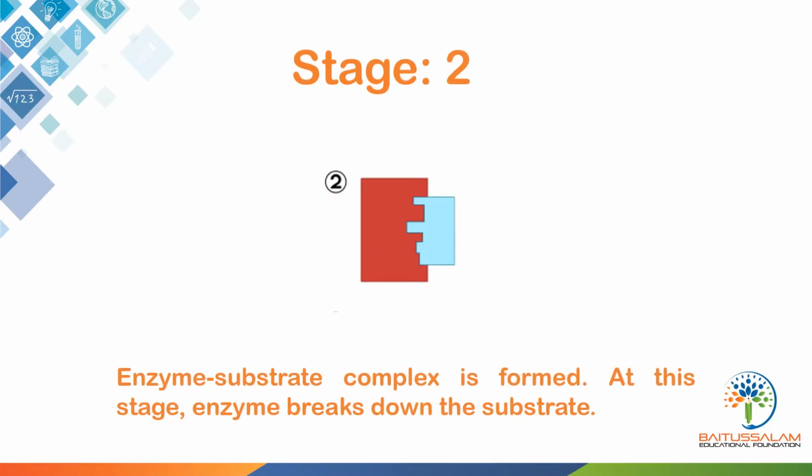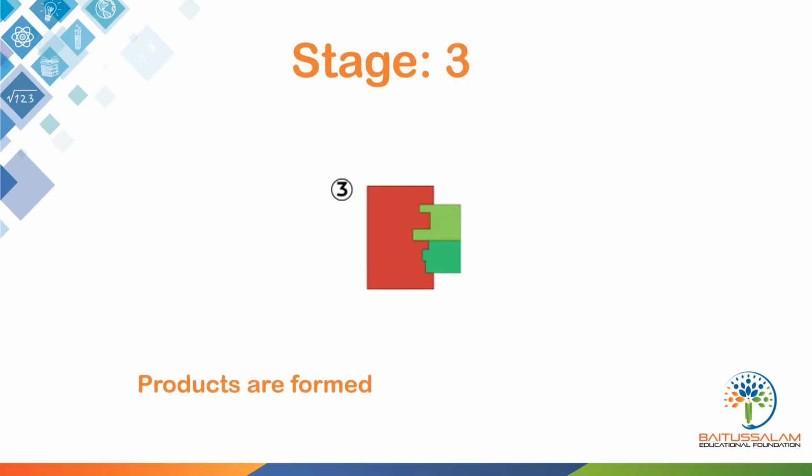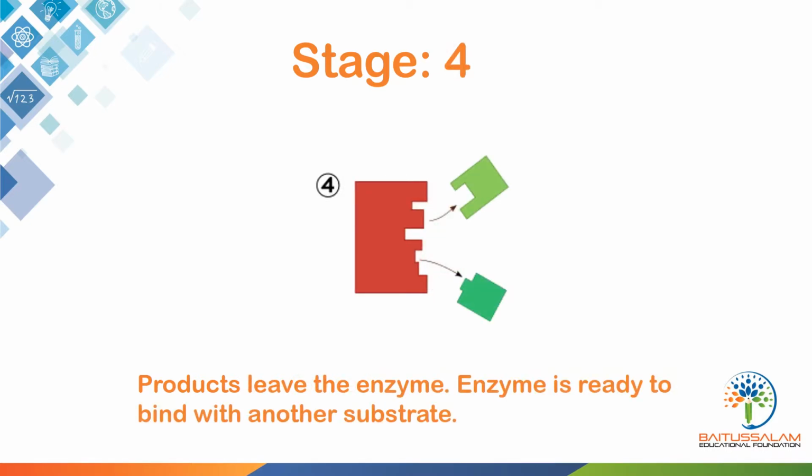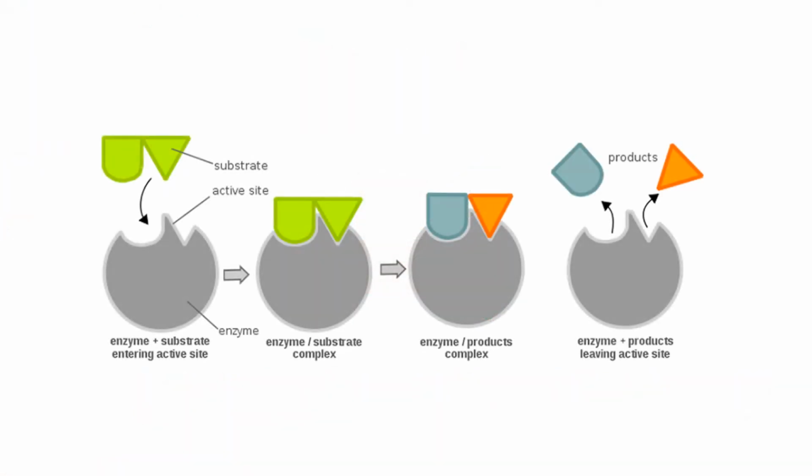Enzyme-substrate complex is formed. At this stage, the enzyme breaks down the substrate. Products are formed. Products leave the enzyme. Enzyme is ready to bind with another substrate. The diagram summarizes the whole process.